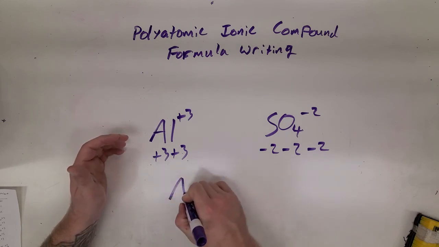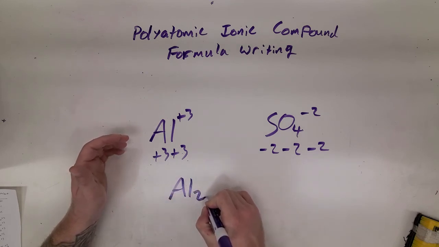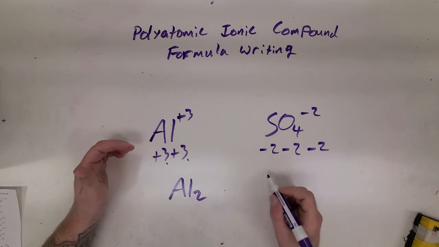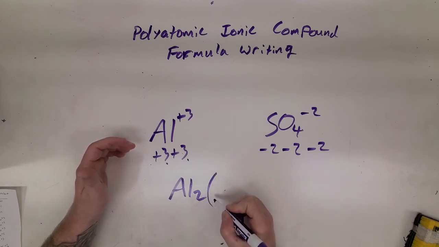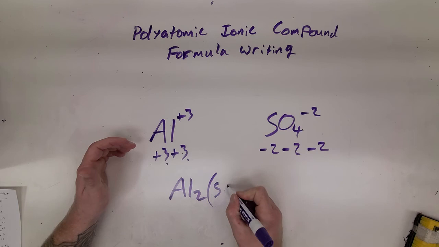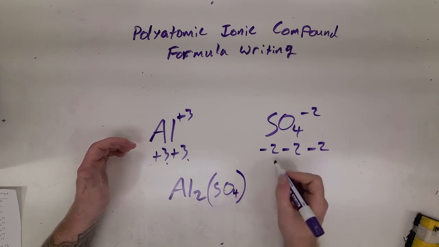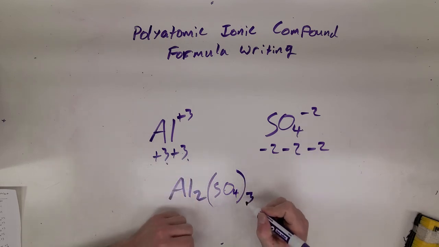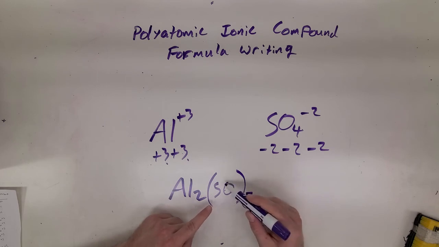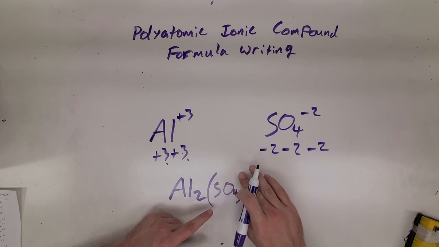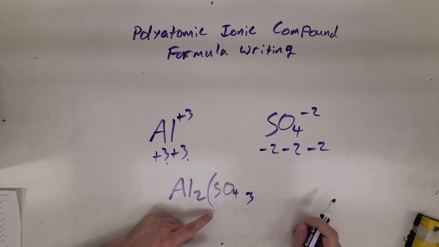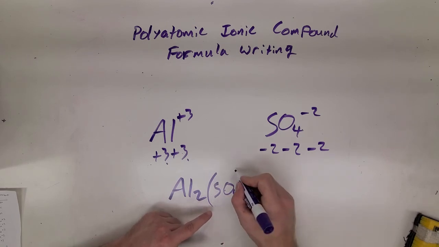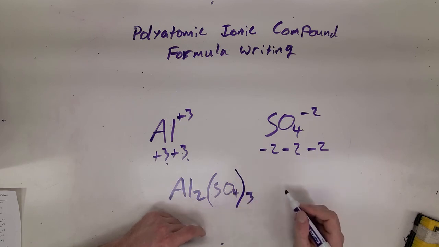So when you write that, go Al2, because there's 2 ions there, and then in parentheses SO4, 1, 2, 3. Again, we put this in parentheses just so that we can show that there is 3 of that one type of ion, not 43 oxygens combining with 1 sulfur. That's just why we write it that way.